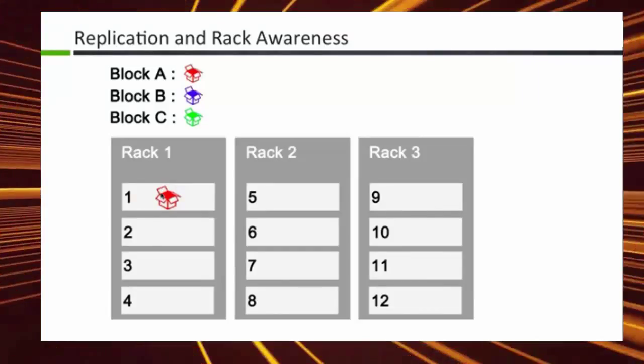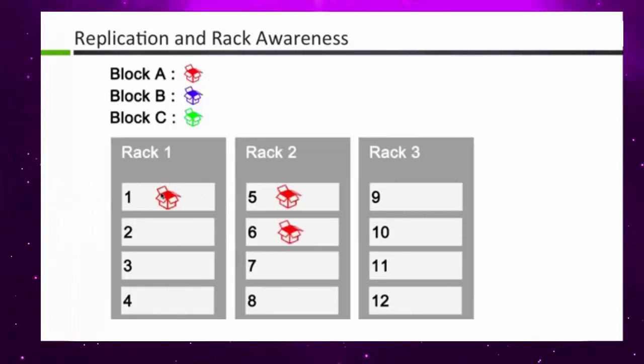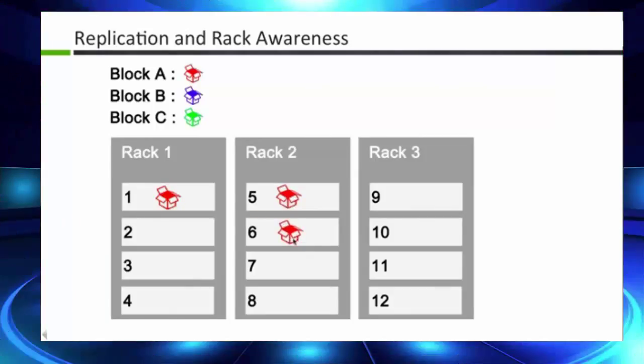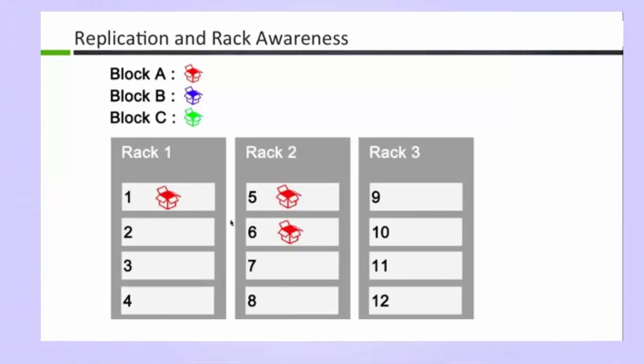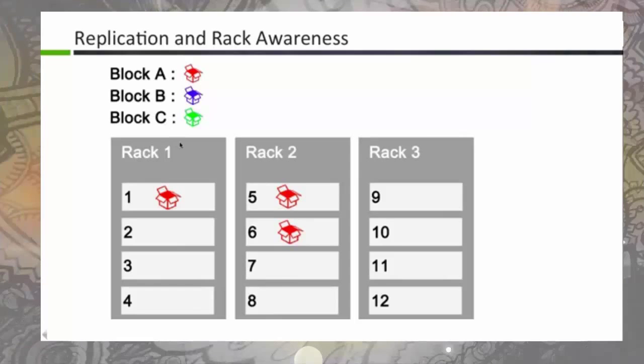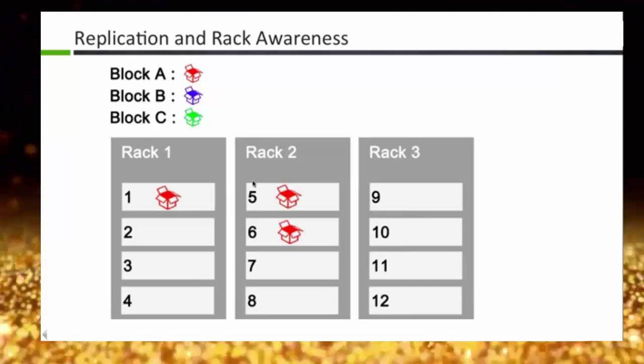The second copy of this will be written in a different rack. And the third copy will be written in the same rack as the second copy, but in a different data node. Why is it done? Two things. One, if we write it all in the same rack, in case of a rack failure, you will lose the data. In case of a rack failure, you still have the copy here.